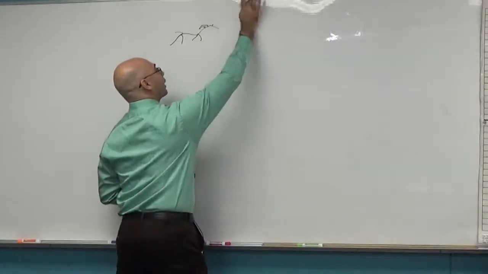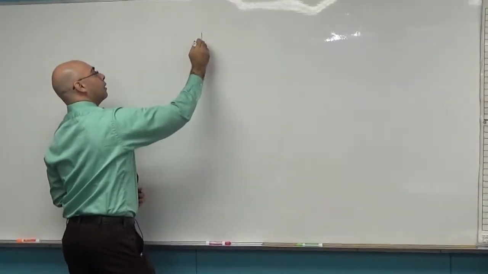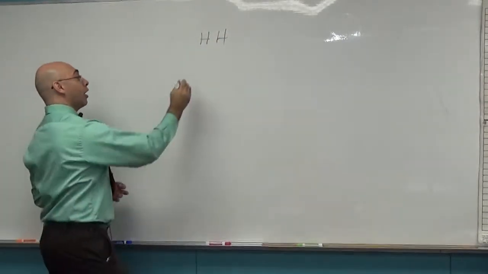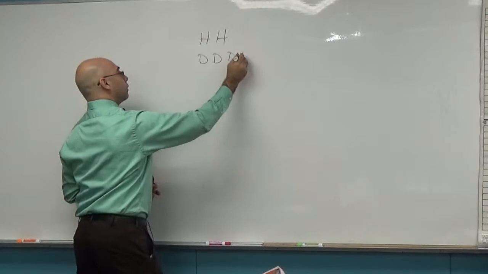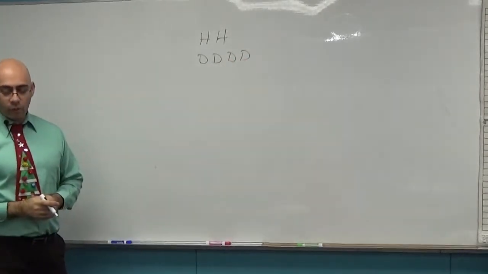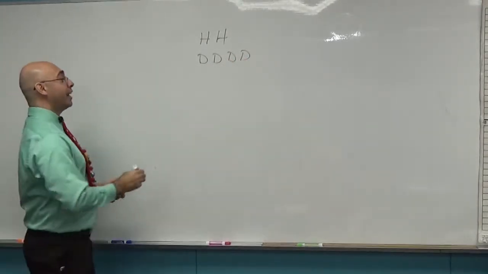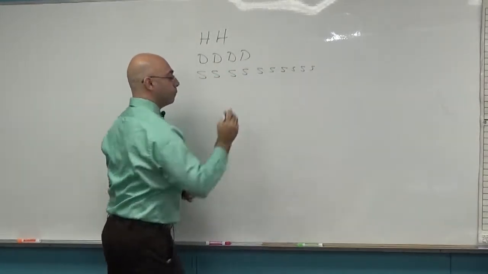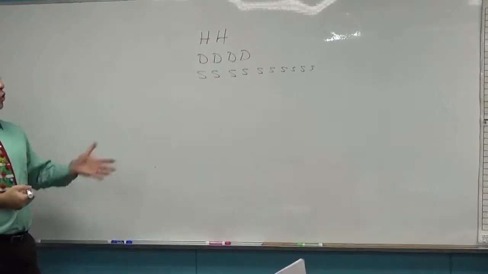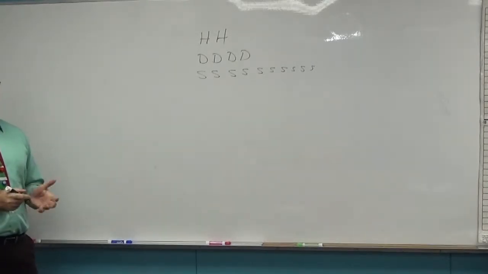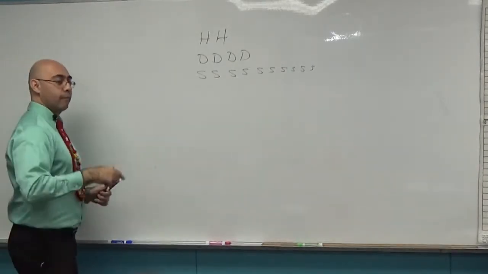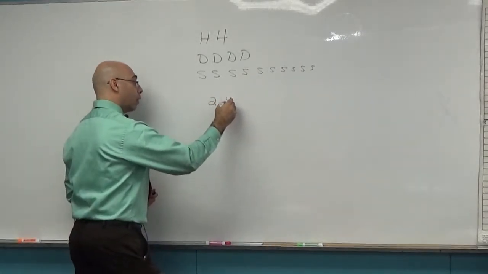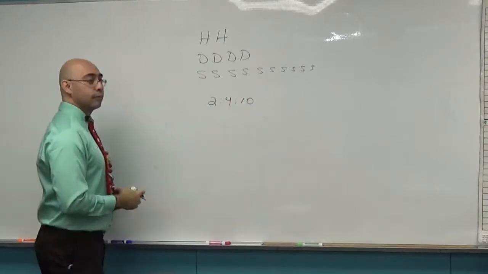I don't want to draw a picture. Say you got two horses, and you have 4 dogs. And on this place you also have 10 sheep. So how would I write this ratio? Yes? 2, 4, 10. You just write a 2, a 4, and a 10.